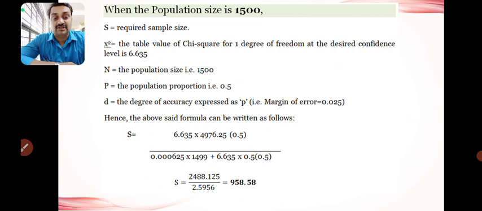The population proportion is 0.5 and the chi-square value is 6.635, and after applying this formula we get the result as 958.58, which can be rounded off to 959. For the population size of 1500, the desired sample size at the degree of accuracy of 0.025 is 959. So we need to study 959 librarians.